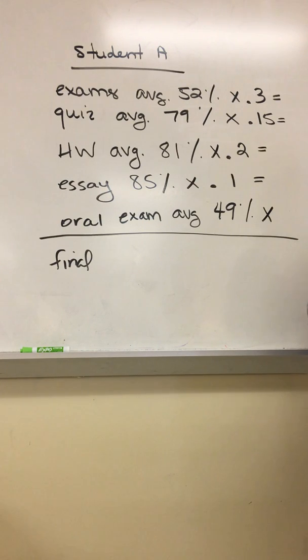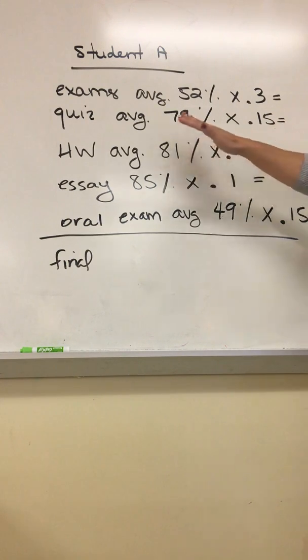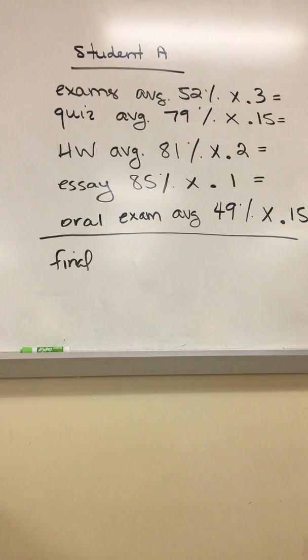The orals are worth 15%. That's going to give you a number. Okay? So go ahead and get your calculator. These are the numbers you're going to multiply. This is the percentage worth. This is how much each of these things is worth. This is the average of what this student got, student A. This is what student A has.